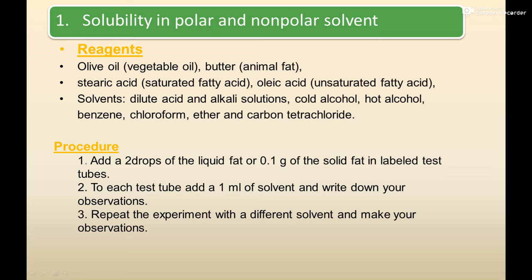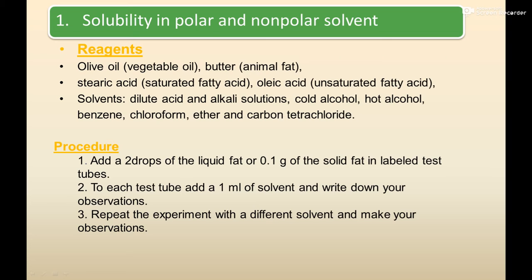Normally the solvents used for the different types of activities are dilute acid and alkali solutions. Cold alcohol can be used, hot alcohol, benzene and chloroform, ether, as well as carbon tetrachloride. So these are the reagents which are used for different procedures performed for the fatty acids.